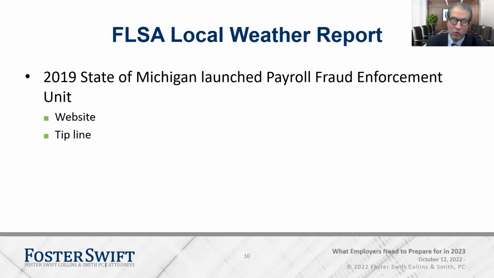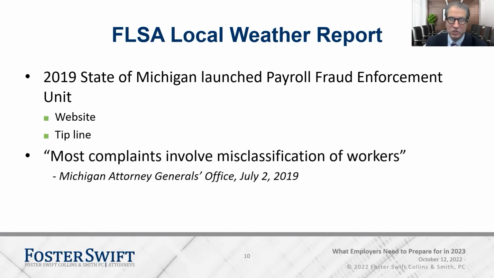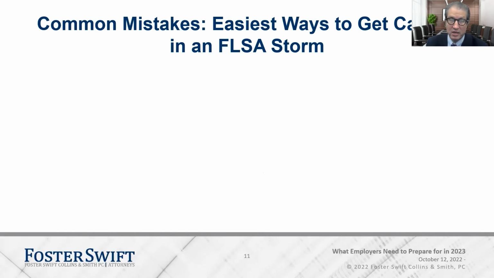Furthermore, at the state level, the state of Michigan in 2019 launched a payroll fraud enforcement unit. They've created a website and a tip line. So the state of Michigan is really reaching out to workers to report misclassification issues and other wage and hour problems. The Attorney General's office in 2019, in a press report, said that most complaints that they receive involve misclassification of workers. So yet just another reason to really tune in to this issue of misclassification at your work. So that's the weather report.